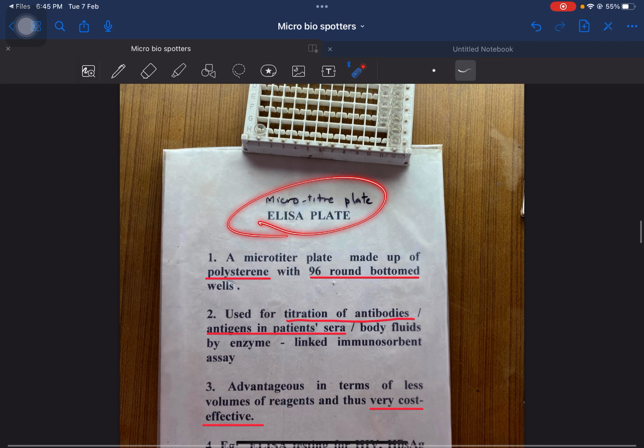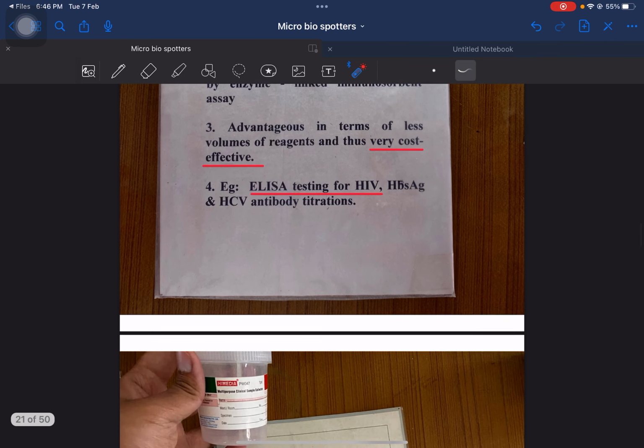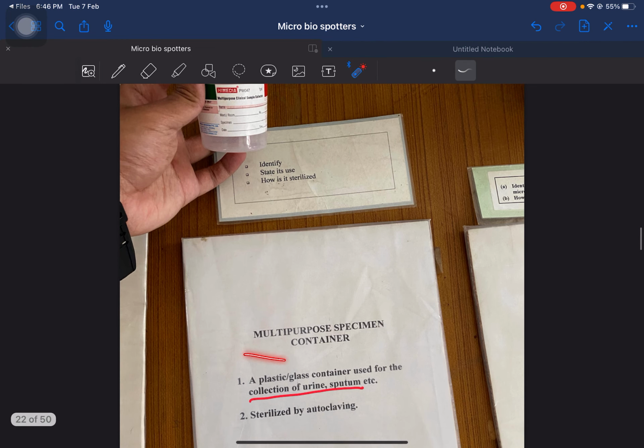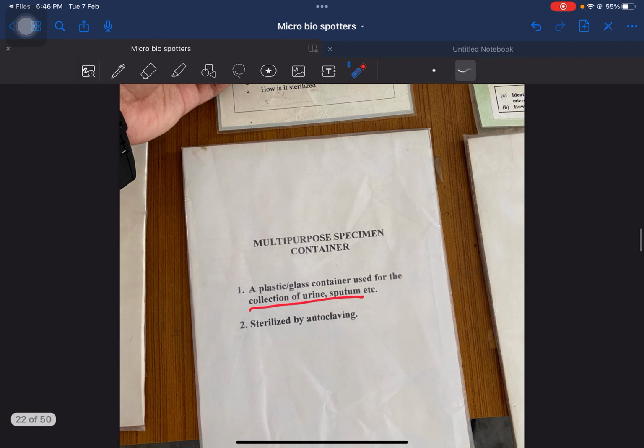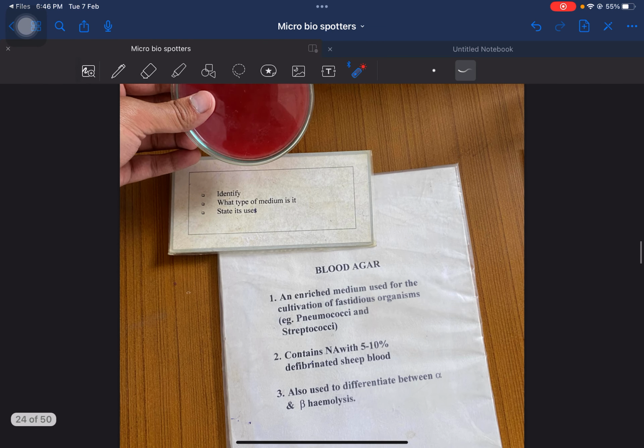This is microtiter ELISA plate. Know the use. This is a multi-purpose specimen container. You have to know the use and how it is sterilized. LJ medium, we talked about it.